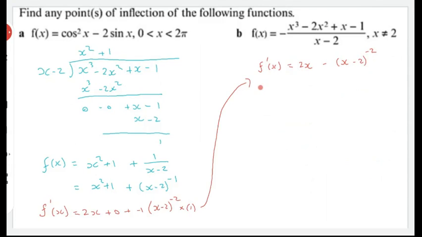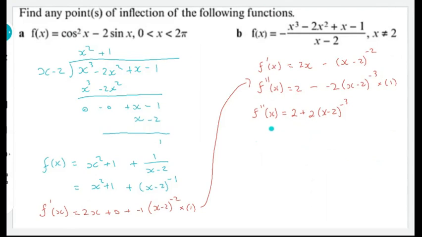Then differentiating this is nice as well. I get f double prime of x. So 2x differentiates to 2. And then this other thing that I'm differentiating becomes minus 2. So it's minus 2 x minus 2 to the power of minus 3, taking away 1 from the power, multiplied by the derivative of the inside, which is 1. So that simplifies to f double prime of x equals 2 plus 2 lots of x minus 2 to the power of minus 3. And then that's the second derivative.